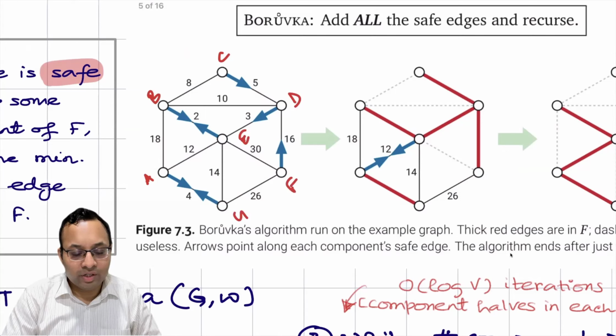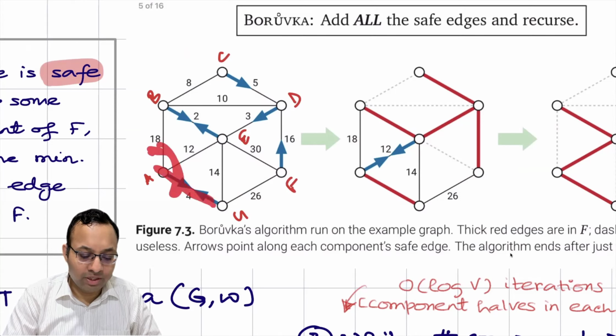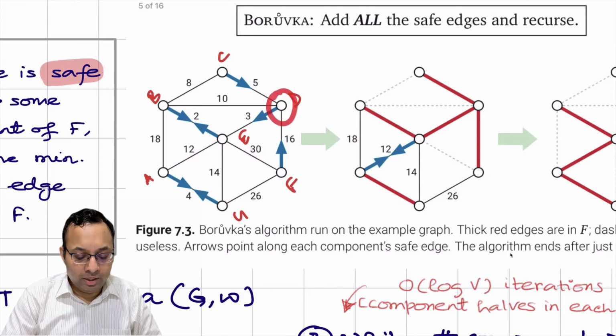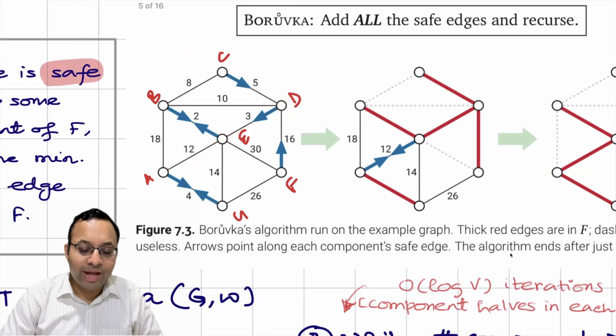We begin with every vertex being an isolated component, and then look at the safe edges. So for A, the edges which are leaving are 18, 12, 4. So 4 is the minimum cost edge, so 4 is a safe edge. For G, again, 4, 14, 26 are leaving, and the safe edge is 4. Now think of D. Then 3, 5, and 16 are leaving, the minimum is 3. And for C, it is 5, between 8 and 5. So as you see, sometimes a safe edge is safe for both endpoints, sometimes only for one endpoint, and so on. So what we do is we add all safe edges.